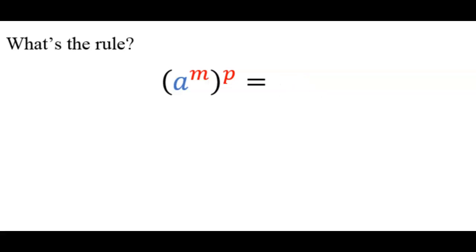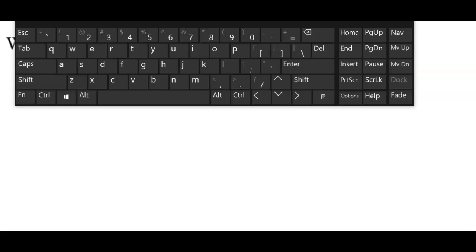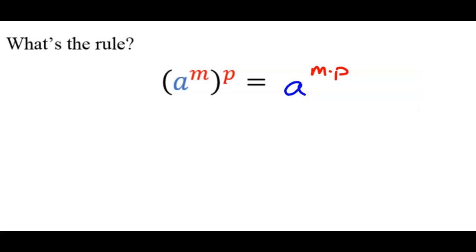I'm going to use my colors because I can. My base is A, and I'm going to multiply my M times my P, and I can do that with any number on the inside. So I'm going to get A to the M times P.